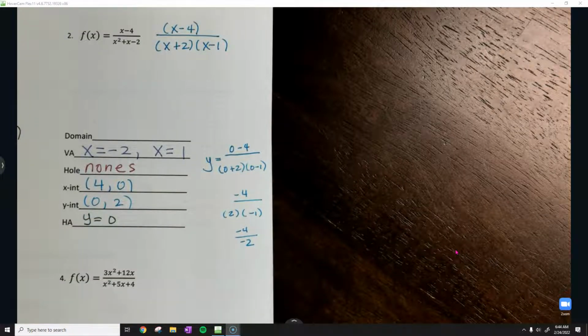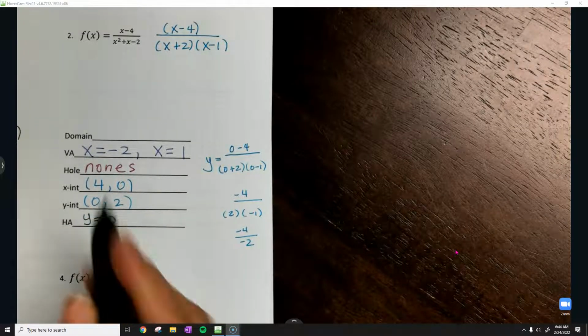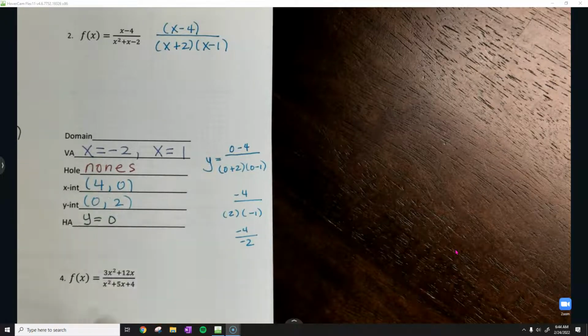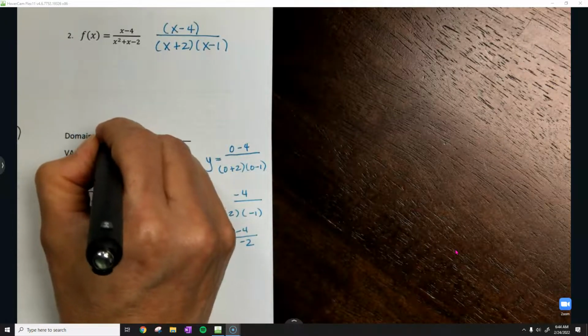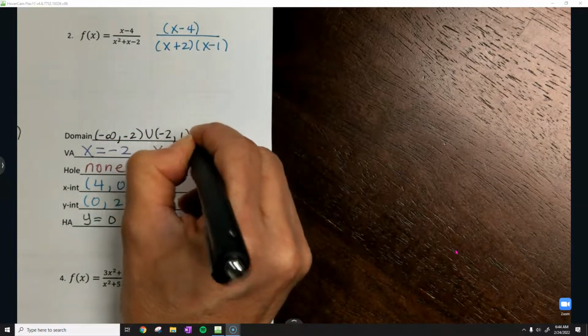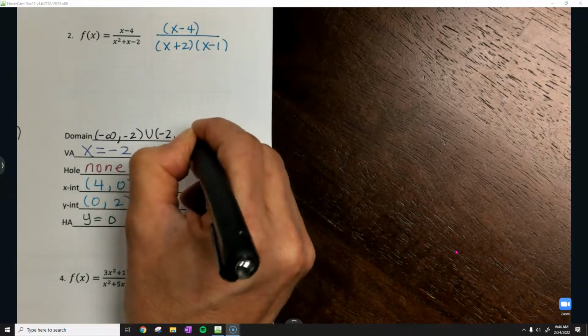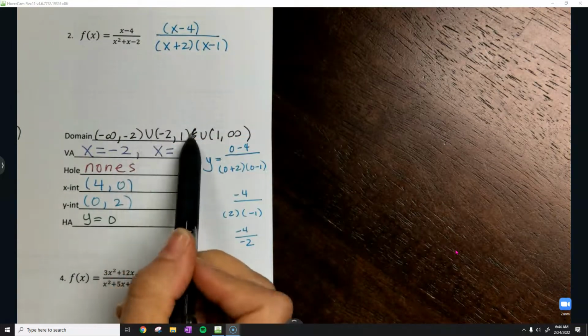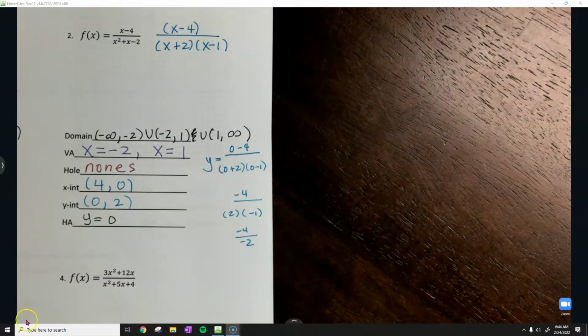And last but not least is certainly going to be our domain. For our domain, we're going to include everything except these numbers. So it's going to be -∞ to -2, -2 to +1, and then it is going to be 1 to infinity. And just remember to have those U's in between both of your answers there.